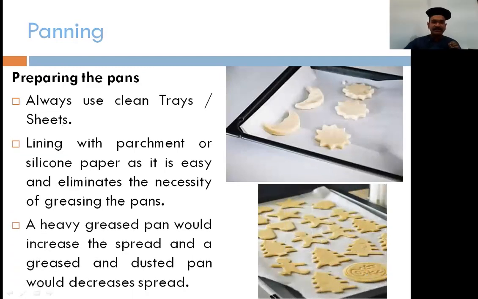Okay. A heavy greased pan. Why do we have to do that? A heavy greased pan would increase the spread, and a greased and dusted pan would decrease the spread. So what exactly you do in the panning process will decide the spread of your cookie. If you line it with parchment paper, the spread will be less. If you do the greasing, the spread will be a little more.